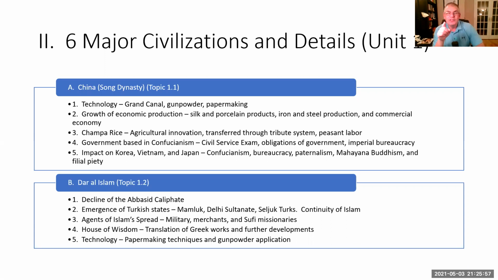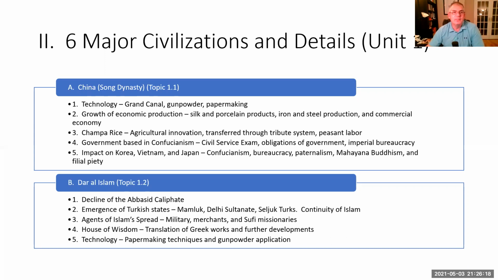And then the technology, this is where the Islamic world is interacting with China. One of the things that they're getting from China is papermaking techniques and gunpowder. And we're starting to see the birth of gunpowder weapons, such as cannons. Not to the sophistication that we see in the 1500s, but there is application of gunpowder.